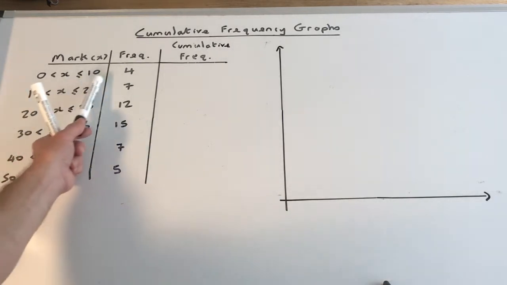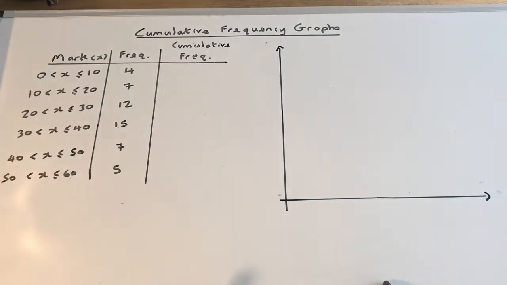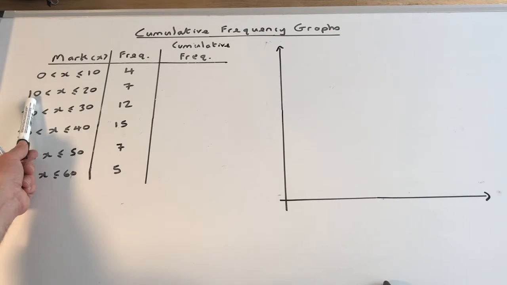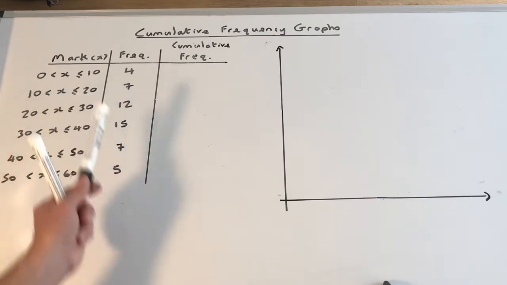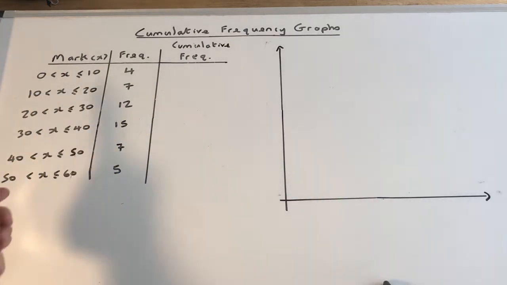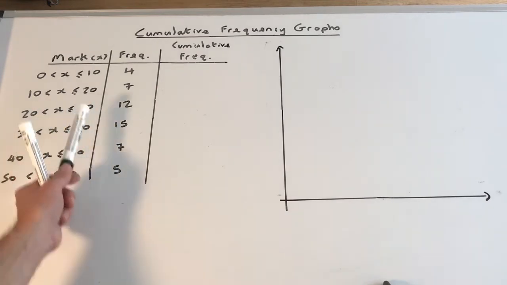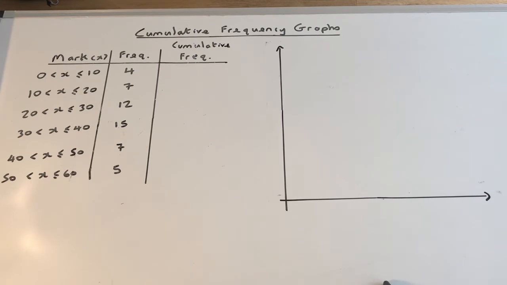You can see here you've got 4 people who scored between 0 and 10, 7 people who scored from 10, not including 10, but all the way up to and including 20, from 20, not including 20, so leaving that out, but all the way up to less than or equal to 30 and so on. Usually you get given the frequency table to start with, and then the first part of the question will say, make a cumulative frequency table. And all that means is, think about the running total of the frequencies.